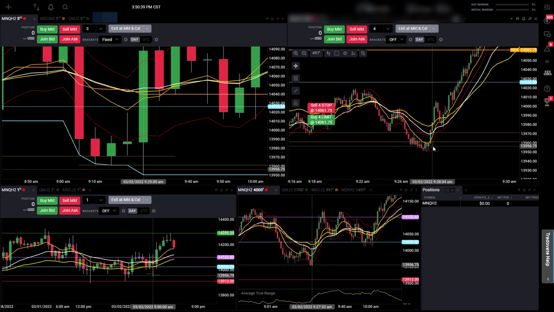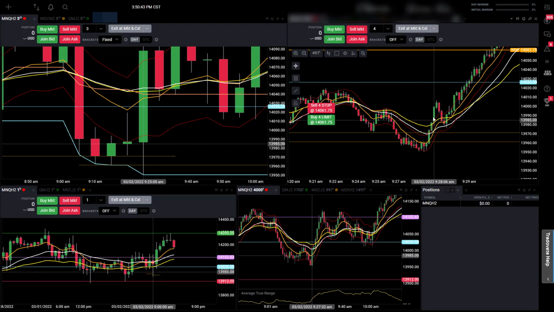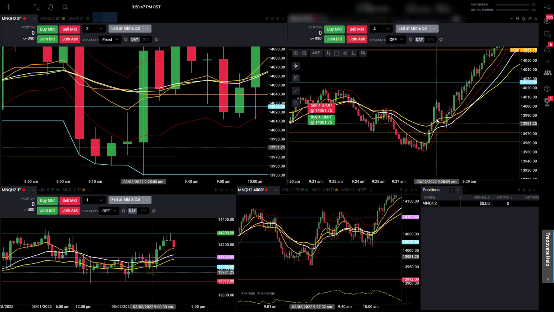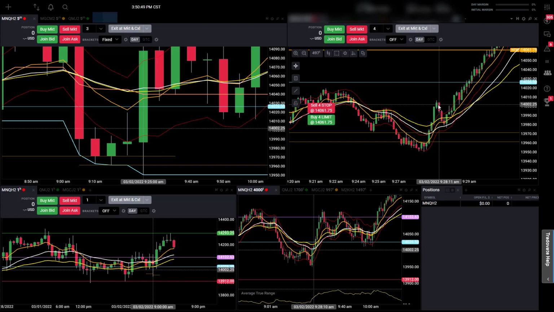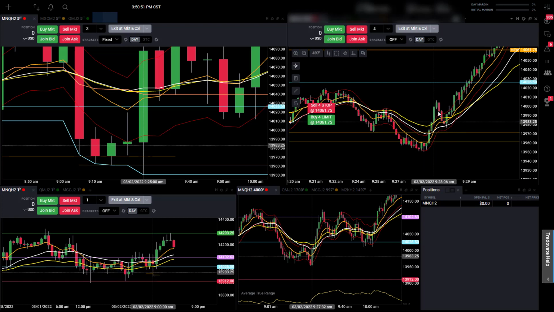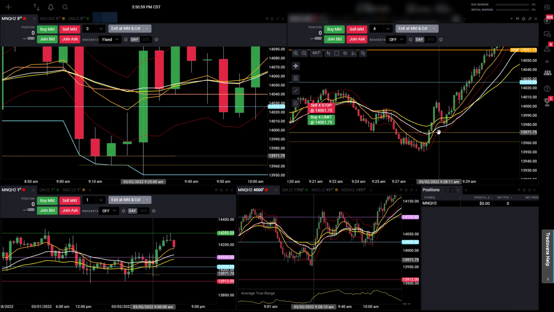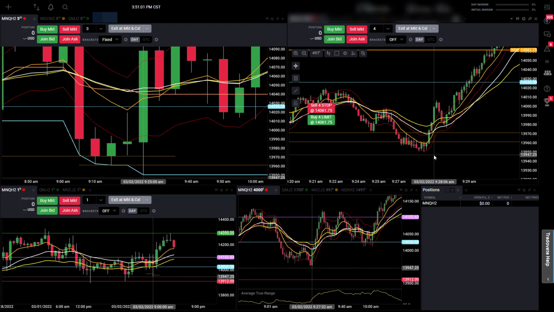But then what did it do? It made a big move that recaptured the actual momentum indicators. Now, it didn't just recapture the momentum indicators. It also recaptured both of these levels. So this is where trading is messy.